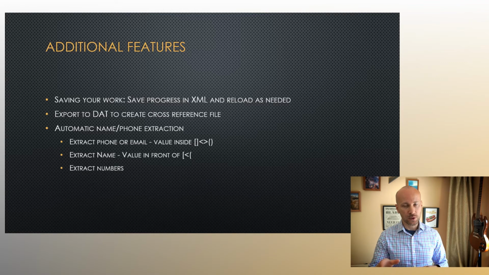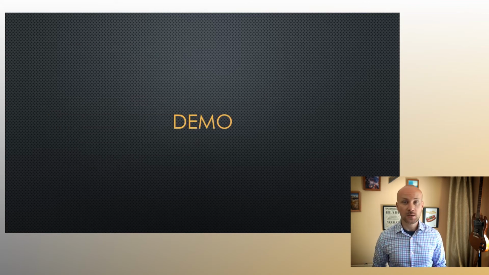You can export what you see, that grid, into a cross-reference file, so you have all the name variations. And there are also some automated tools to help you with phone extraction, which will extract everything inside the brackets. It'll extract the names before the brackets, or try to extract the phone numbers. So this is something to help you get some uniform information from the fields. And I'm going to show you how that works because we are going to jump into the demo.